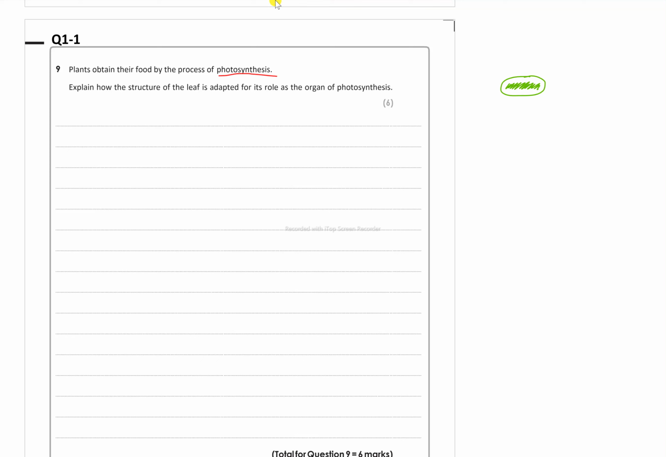The sun beams down and the plant gets carbon dioxide and water and creates its own food and turns it into glucose, and there's a waste product called oxygen.